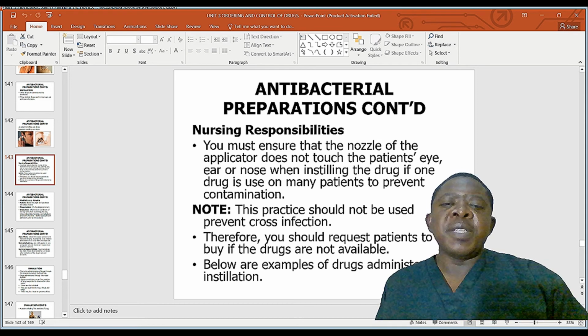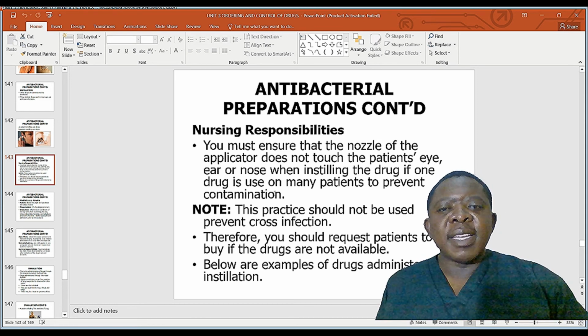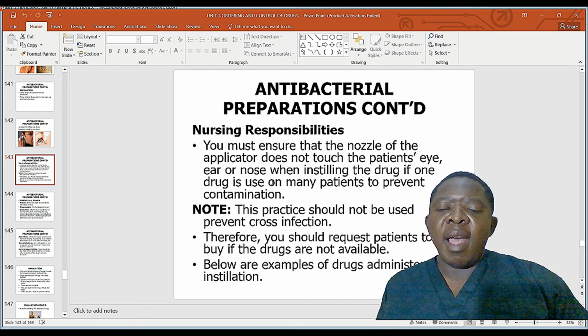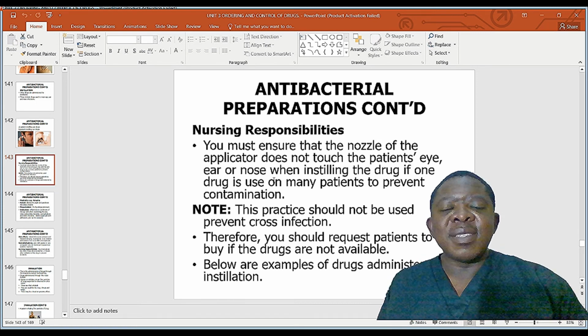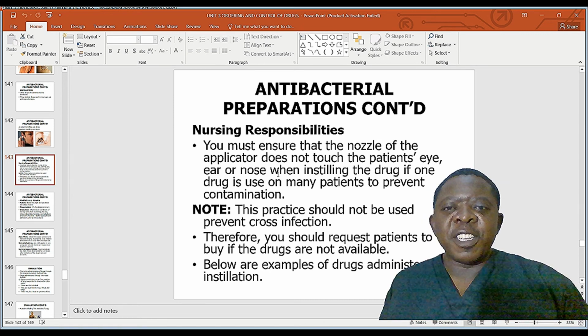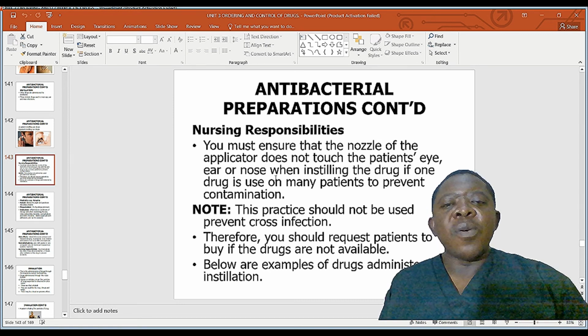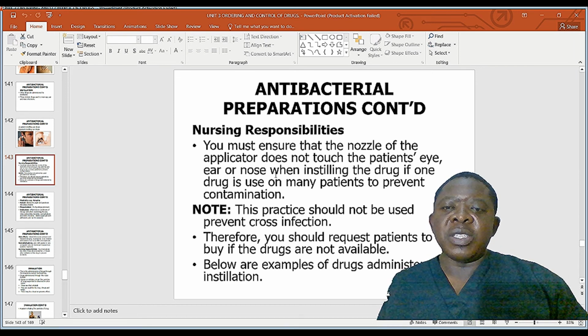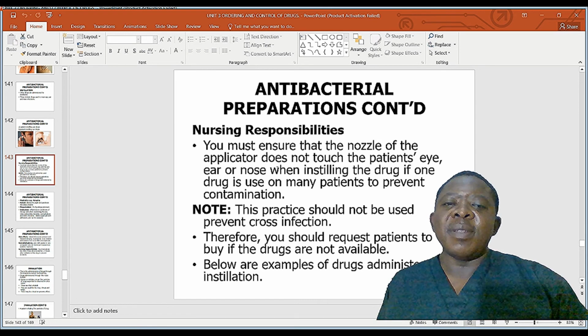Of course, even when it is used on one person, one eye can be infected, but you also need to treat the other eye. So you may start crossing infection from one eye to the other, from one ear to the other, or from one nostril to the other. But you have to kindly note that this practice should not be used, for the issue of preventing cross infection.